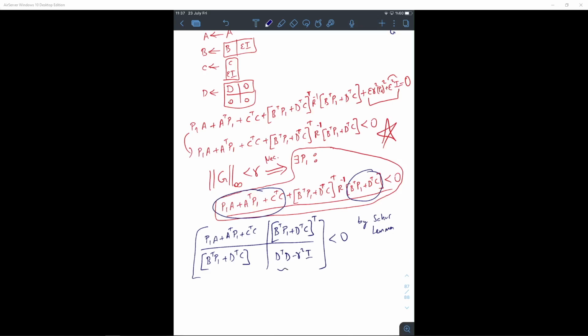Again, this is like R equals gamma square identity minus D transpose D. Let me check if that's correct once again. I just don't want, yeah, okay, because I really don't want to make a mistake at this point. All right, that's it.